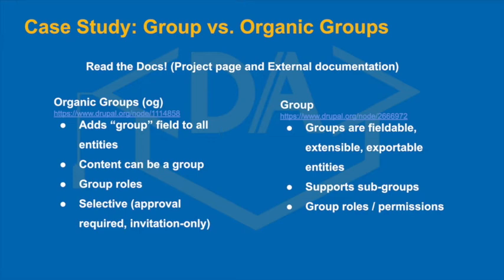Rather than read through that information here in this presentation, I already went through and linked those external documentation pages for these two group modules, and I pulled out some of the main takeaway points from each. So we'll start with organic groups. Organic groups functions in a way that adds a field to all content entities. It basically adds a field saying which group should this content belong to, if any.